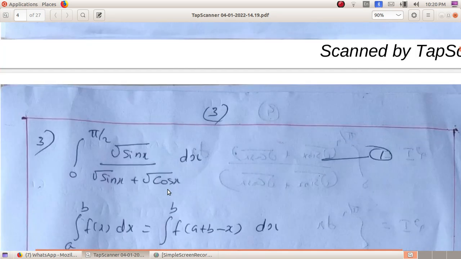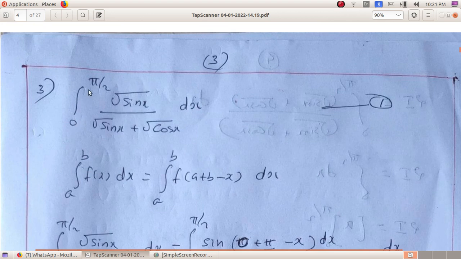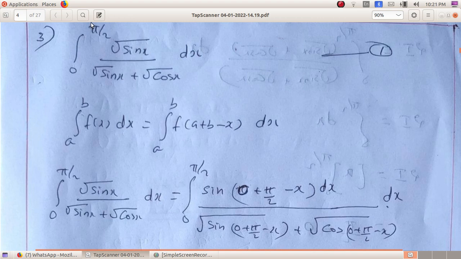Next, this question: integral from 0 to pi by 2 of root of sin x divided by root of sin x plus root of cos x. This is a very simple question, and this is taken as equation number 1, that is integral I. Then we have the formula: integral from a to b of f of x dx is equal to integral from a to b of f of a plus b minus x dx. This is a common formula to solve this type of problem.